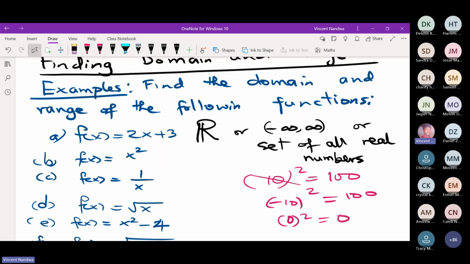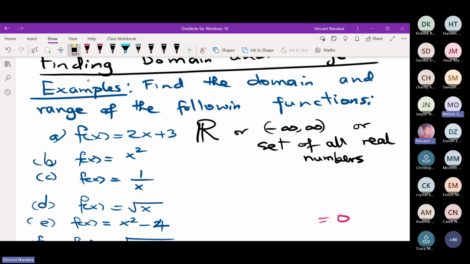The least number that we can get after squaring is 0. Correct, 0, and anything more than 0. So the range for the function f of x equals x squared will not just be all real numbers, it will be the set of all non-negative real numbers.